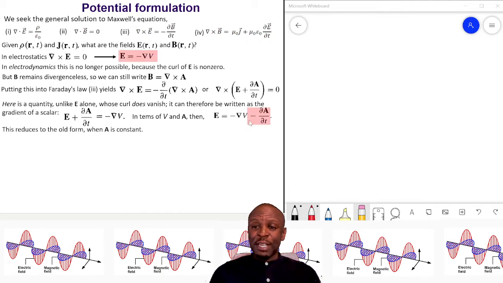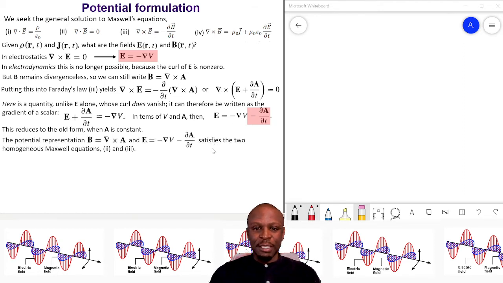But what is very important is the fact that when the vector potential A is constant, you can just see that this equation will just go back to that electrostatics equation. Right. This is what it is. However, the magnetic field is always the curl of A. We know that the magnetic field is the curl of a vector potential A, and the electric field is just given by this equation that we've just derived.